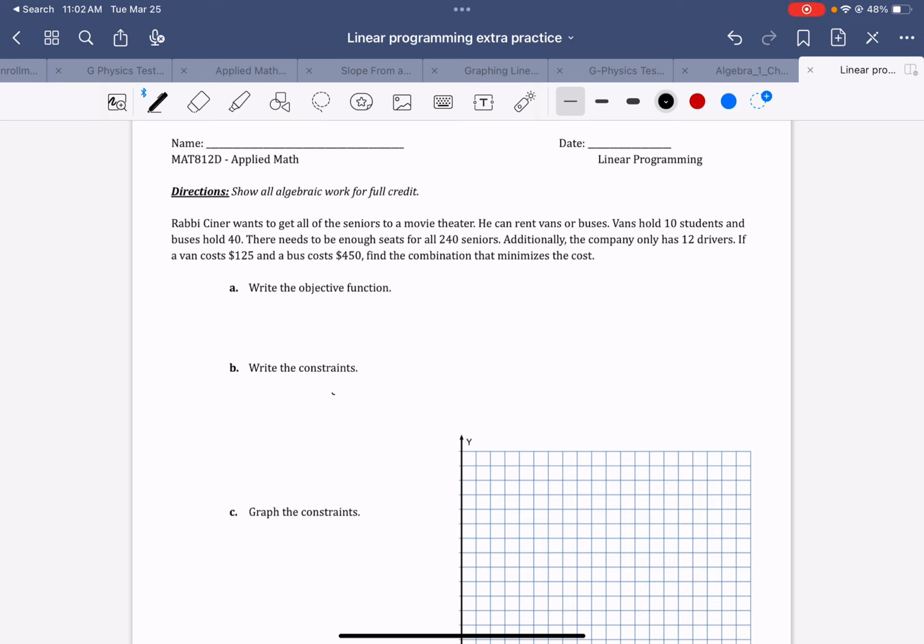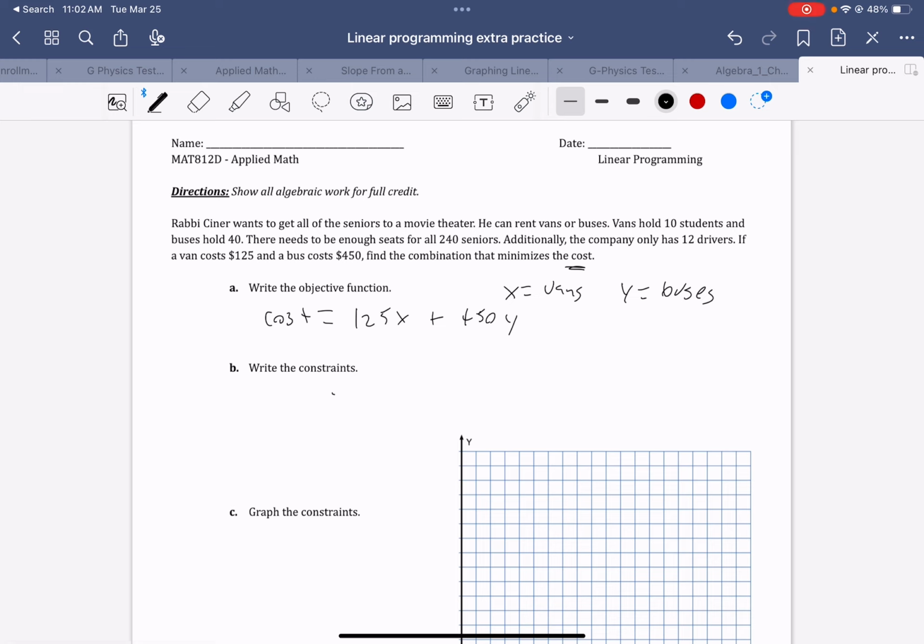So the first thing we need to do is write our objective function. The objective function is just a fancy name for the thing that we are trying to maximize or minimize. In this case, we're trying to minimize the cost. So we're going to write the cost as a function of our two variables. The two variables are the number of vans and the number of buses, because that's the thing that we can adjust. We're going to say x is the number of vans, y is the number of buses. And the cost is going to be the cost per van times the number of vans, 125x, plus the cost per bus times the number of buses, 450y.